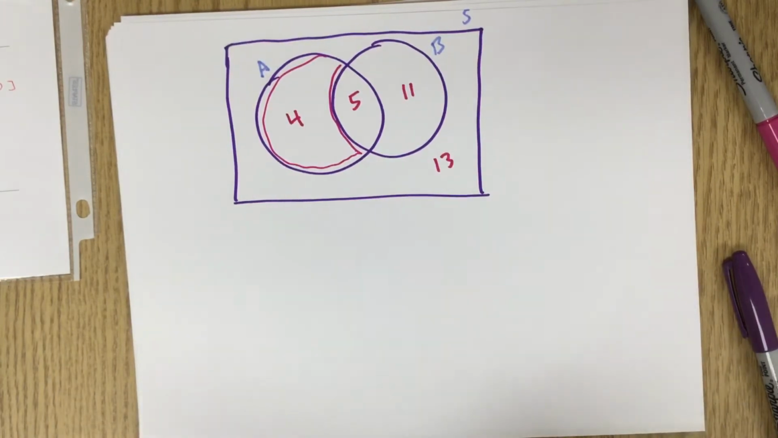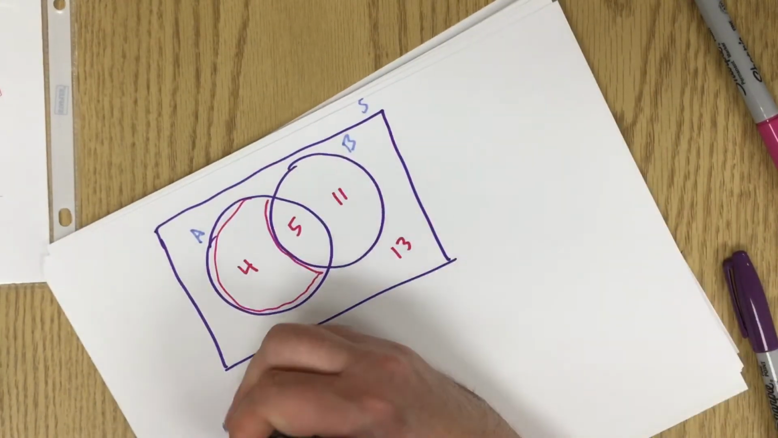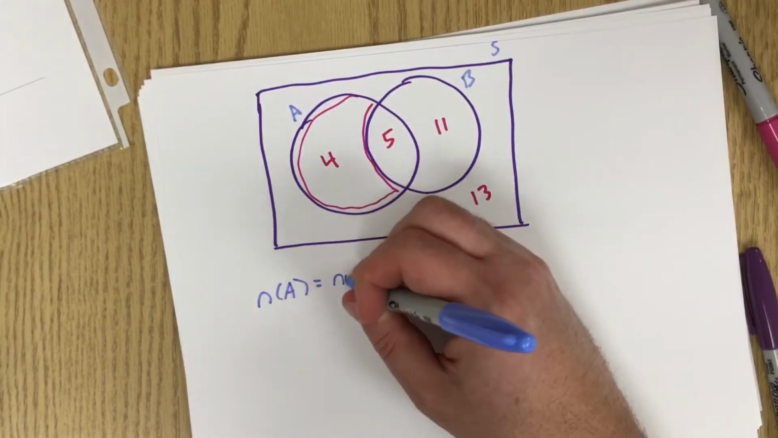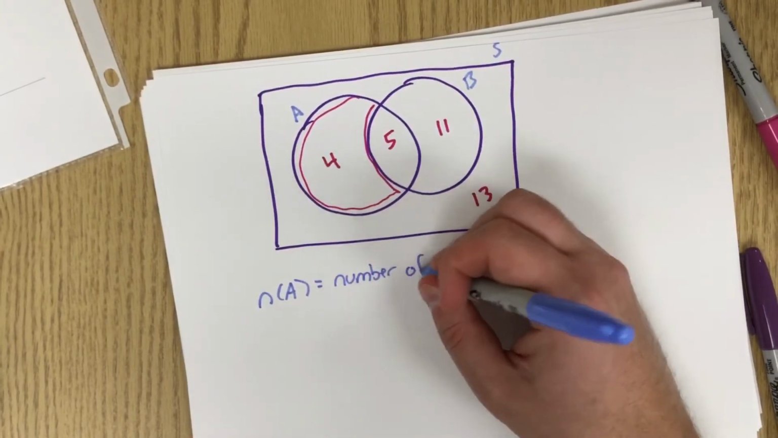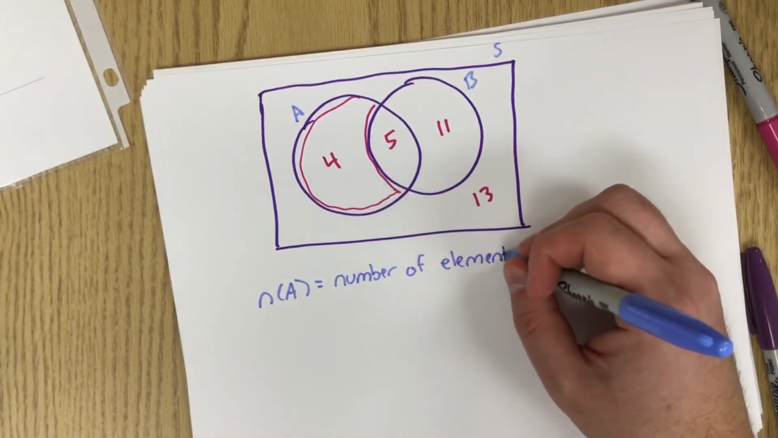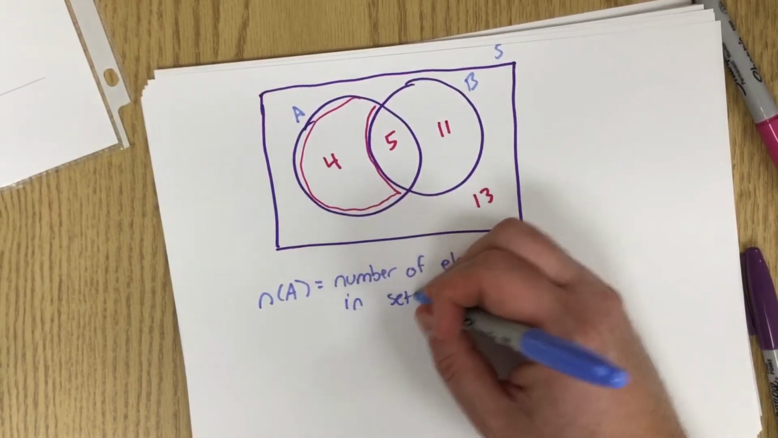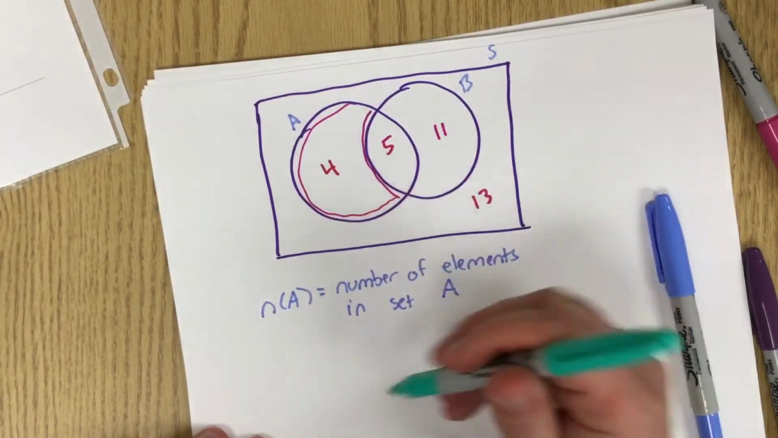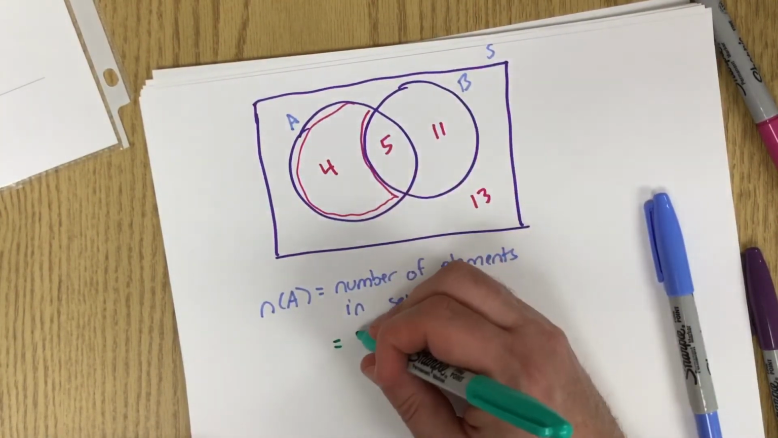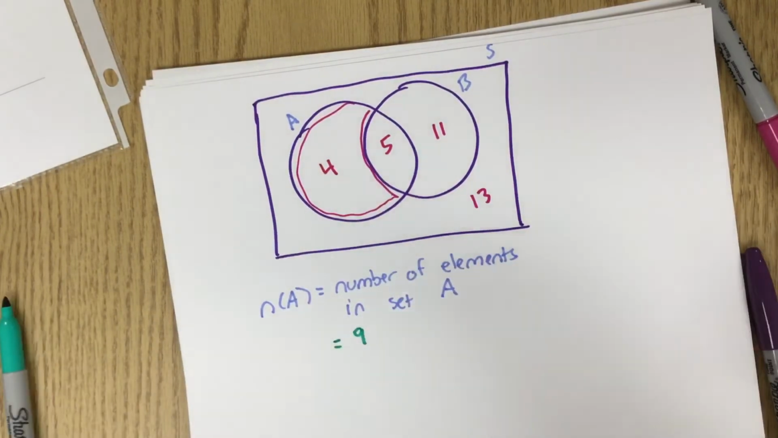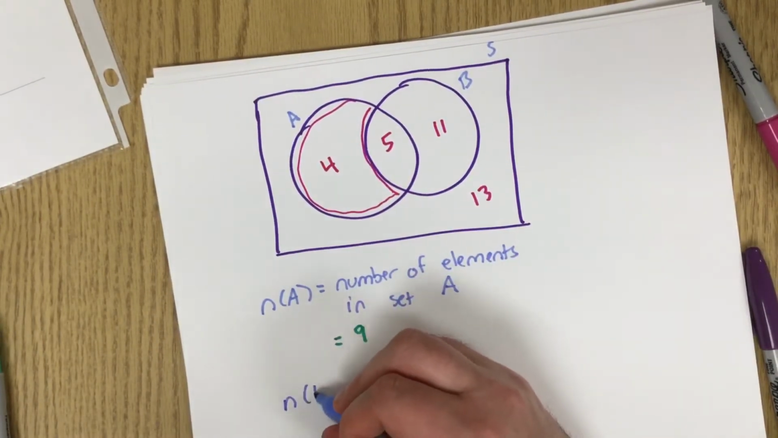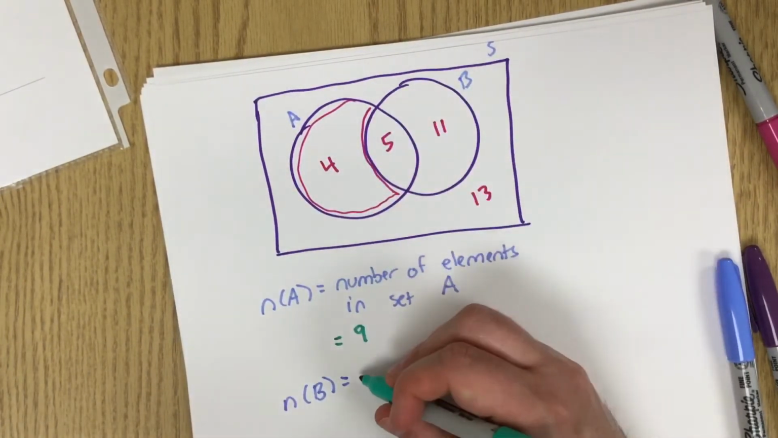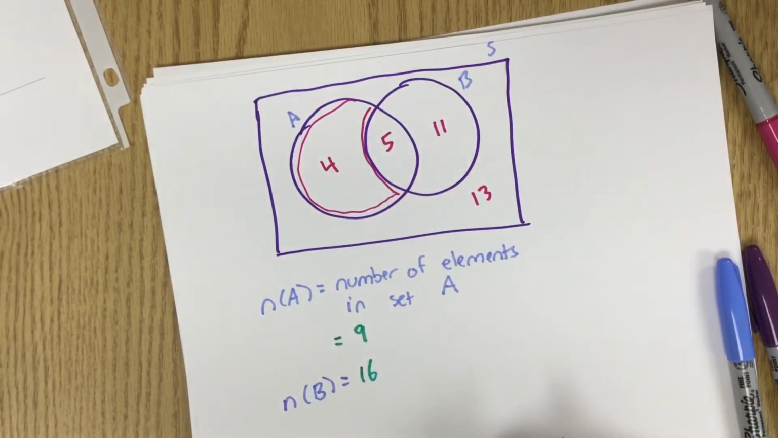So let's say I asked for N(A). What I'm asking for is the number of elements in set A. And the number of elements in set A, so A is, remember, that whole circle, is going to be 4 plus 5, which is 9. Now the number of elements in B, B is the circle over here, would be 16.